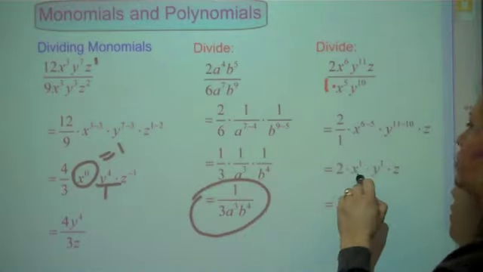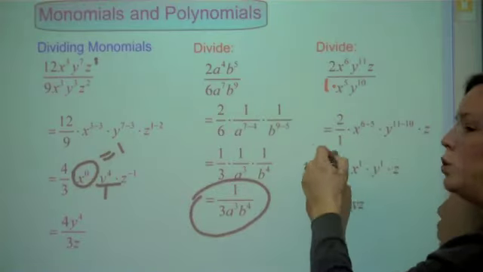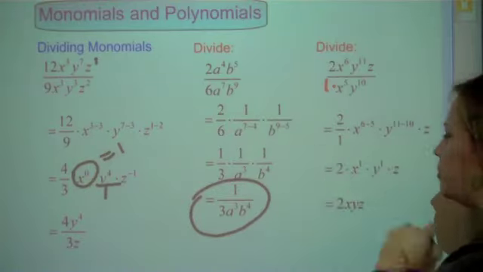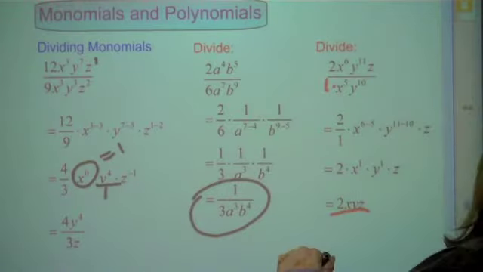Simplifying, 6 minus 5 is 1, 11 minus 10 is 1, and then we have z. 2 over 1, of course, is just 2, so I multiply all that together, and we get just 2xyz.